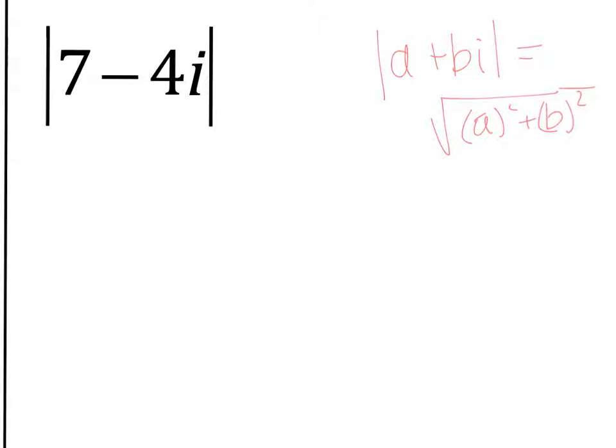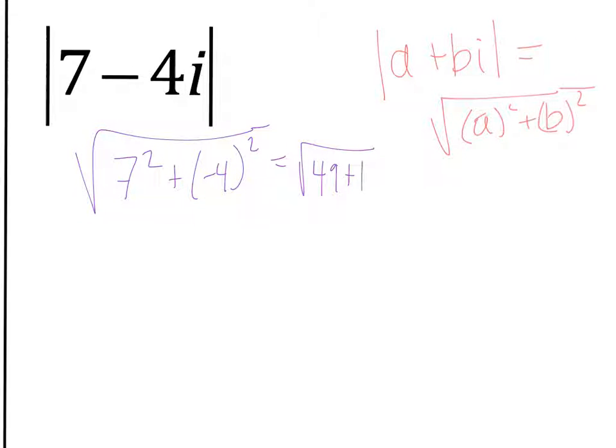So in this case, the absolute value of 7 minus 4i would be 7 squared plus negative 4 squared, or the square root of 49 plus 16, or the square root of 65. And that would be your final answer.